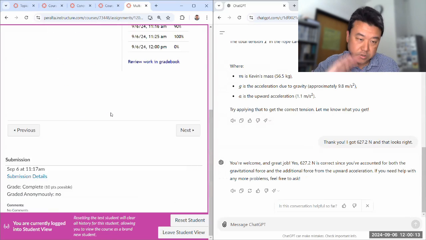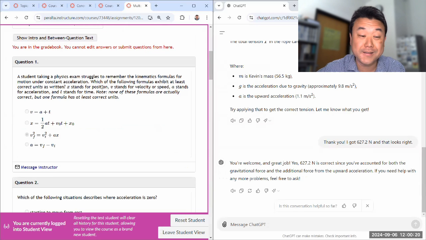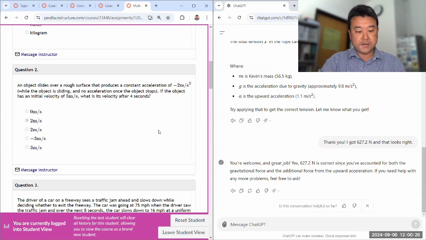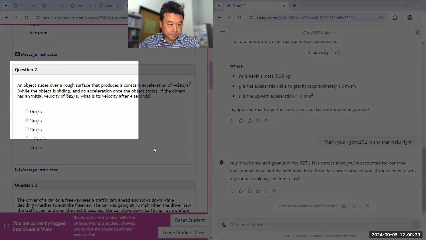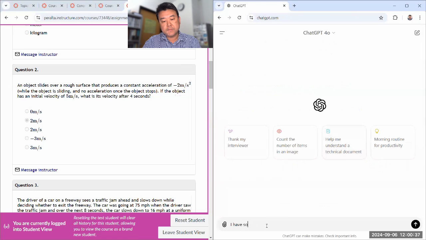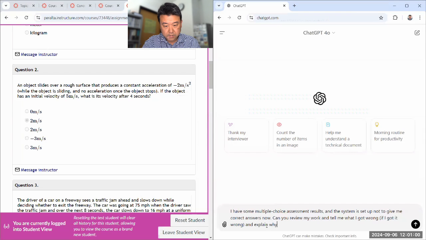Let's imagine someone who's struggling, 0% right. How is that even possible? Okay, then you know you got everything wrong, so there's no question there. But you can do something like this. Let me start a new session here. I have some multiple choice assessment results, and the system is set up not to give me correct answers now. Can you review my work and tell me what I got wrong, if I got it wrong, and explain why.